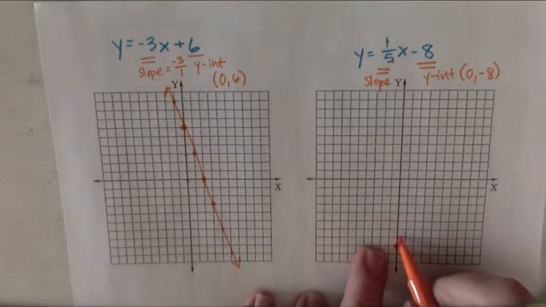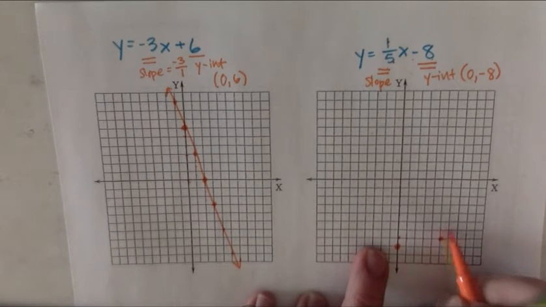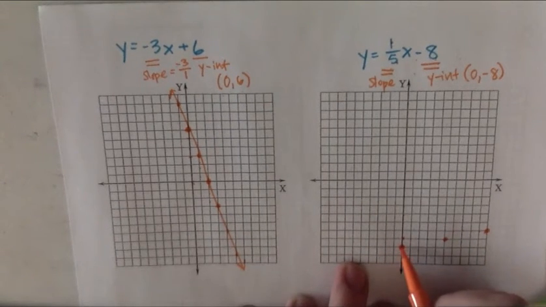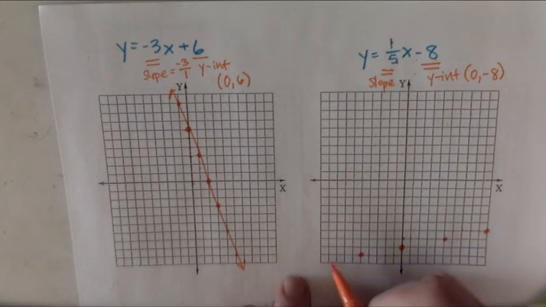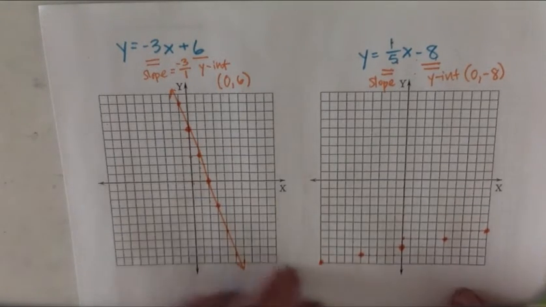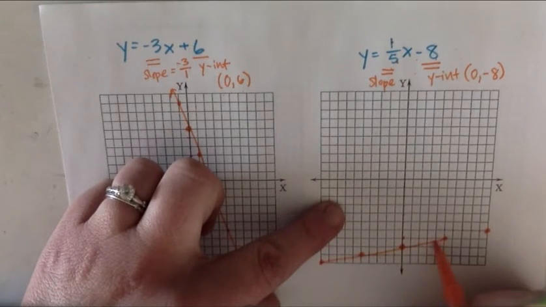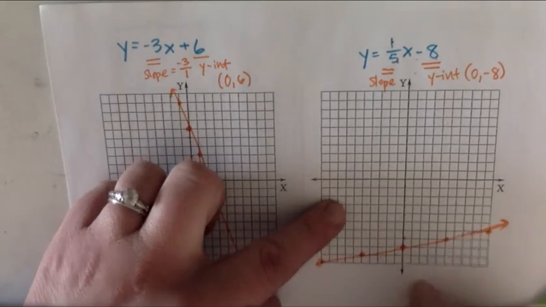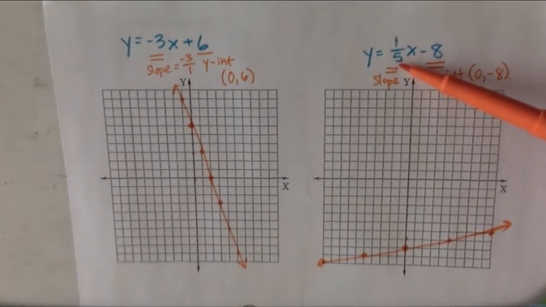Up 1, 1, 2, 3, 4, 5. Up 1, 1, 2, 3, 4, 5. This is a shallow line. 1, 2, 3, 4, 5. And I can go backwards to show this line in all of its glory. And I can now remember how to graph given my y-intercept and my slope.